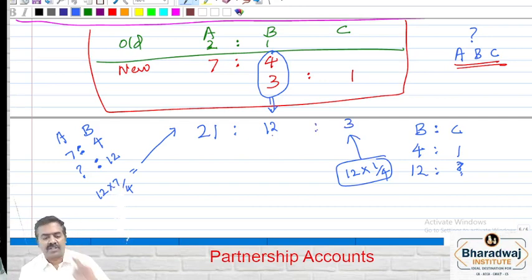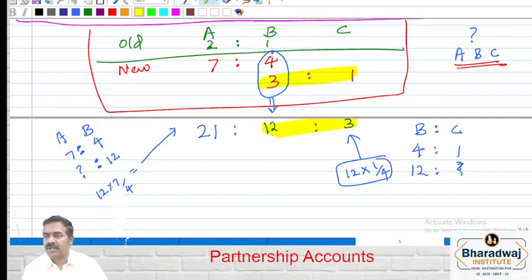Wait, we can cross check also. 12 is to 3 can be written as 3 is to 1. And 21 is to 12 can be written as 7 is to 4. So ABC ratio 21 is to 12 is to 3. That is the new ratio.